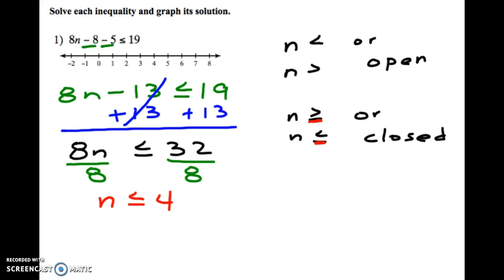So for the one we're doing, we'll take a look. We've got the equal to sign, and n is less than or equal to 4, so we're going to use a closed circle on the number line for 4.